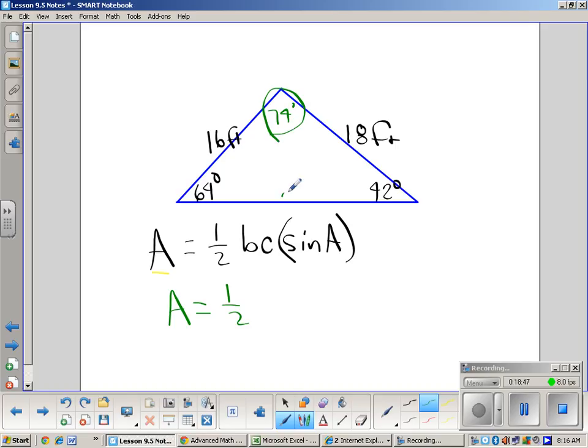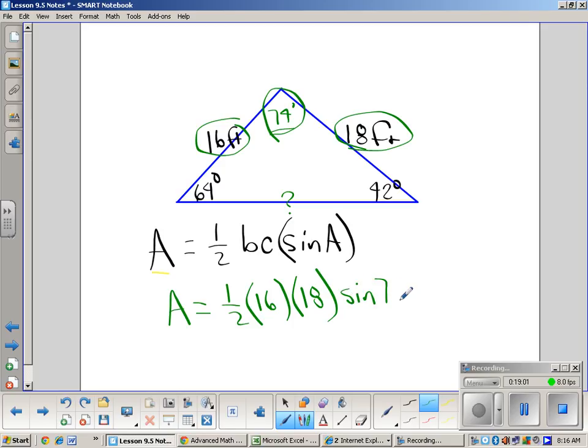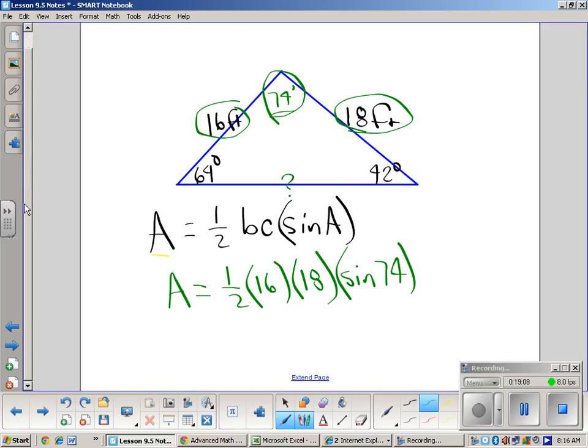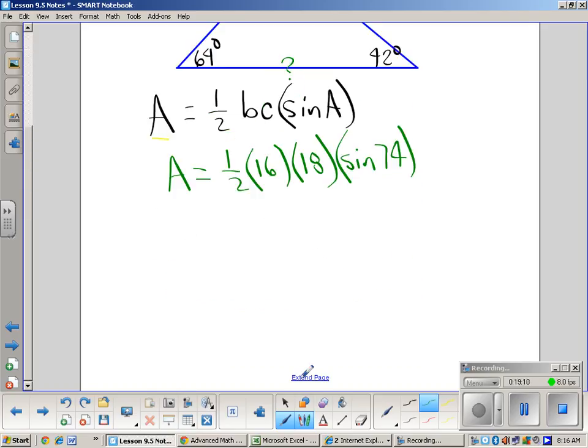So you're right, we don't know this side, but we do know these two. And so if we get the angle in between them, we can apply this rule. So let's go 16 and 18 and sine of 74. And so now you use your calculator. That's what they're made for, problems just like this.